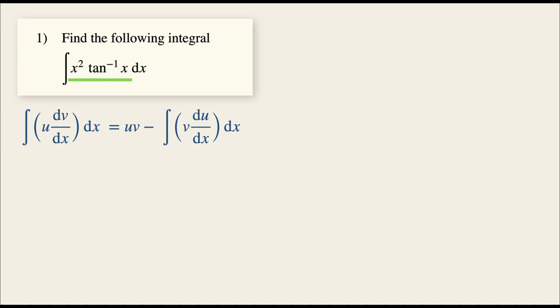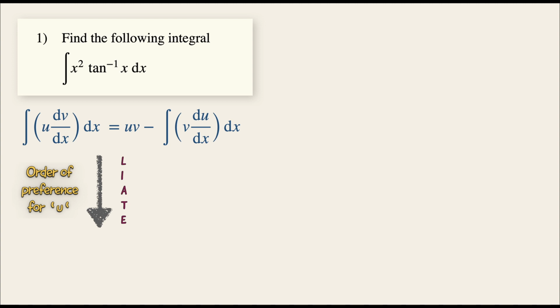Now there is an order of preference for the choice of u, and this is provided by the acronym LIATE. LIATE stands for logarithmic function, inverse trigonometric function, algebraic function, trigonometric function, and lastly exponential function. Now in this case, there's an algebraic function and an inverse trigo function over here. So according to the acronym, the inverse function takes preference since it comes before the algebraic function.